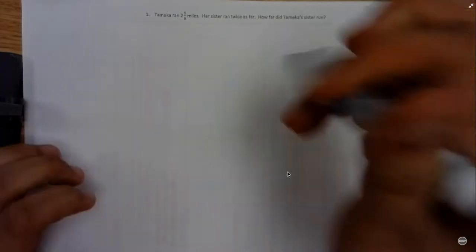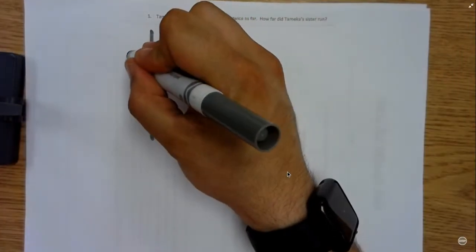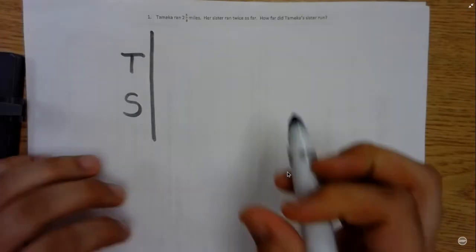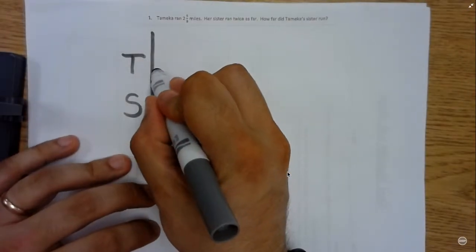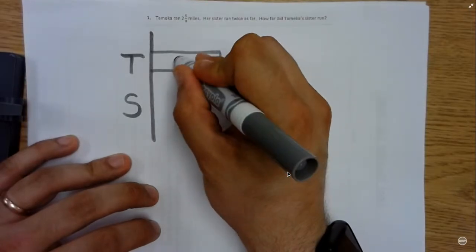So I'm going to set up this bar model the way I set up a lot of bar models. And again, as I do this, you'll know that bar model and tape diagram, we often use those two terms pretty interchangeably. We've got Tamika and we've got her sister. We don't know her name, so let's just represent her with an S. So we know that Tamika ran 2 5/8 miles. So I'm just going to draw a bar here to represent the 2 miles that she ran.